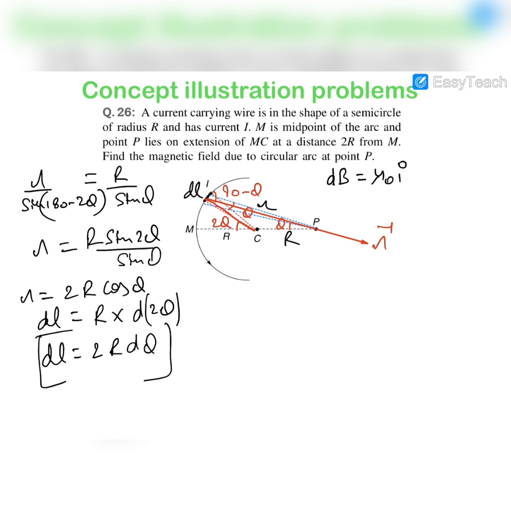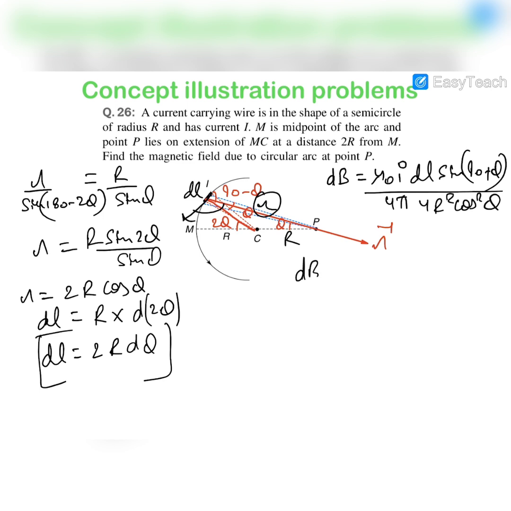dB would be mu naught I dl sine 90 minus theta divided by, now you can also take this angle if you are assuming that this angle is between dl vector and r vector, so you can also take this angle. So this angle would be 90 plus theta, so let us take 90 plus theta upon 4 pi r square. Now r is 2R cos theta, so it would be 4R square cos square theta.